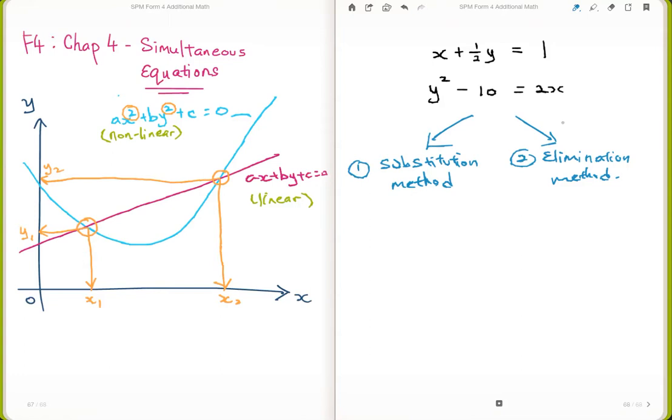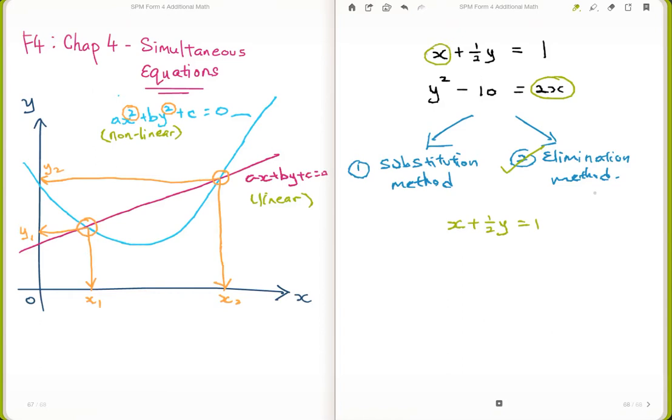Now, first of all, I'm going to show you an elimination method for this question. Then eventually you will know another example will be on a substitution method. For the elimination method, first I rewrite the equation to be x plus half of y equals to 1. By looking at the two equations, you find that the x and x is common. It can be made common. Y is squared, you can't do it. So this is 2x. This is only x.